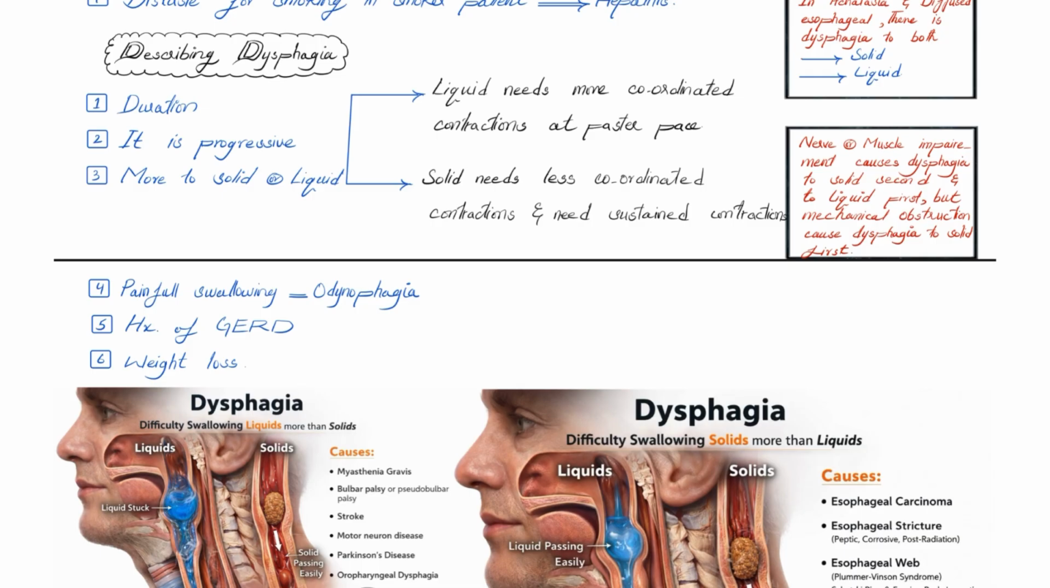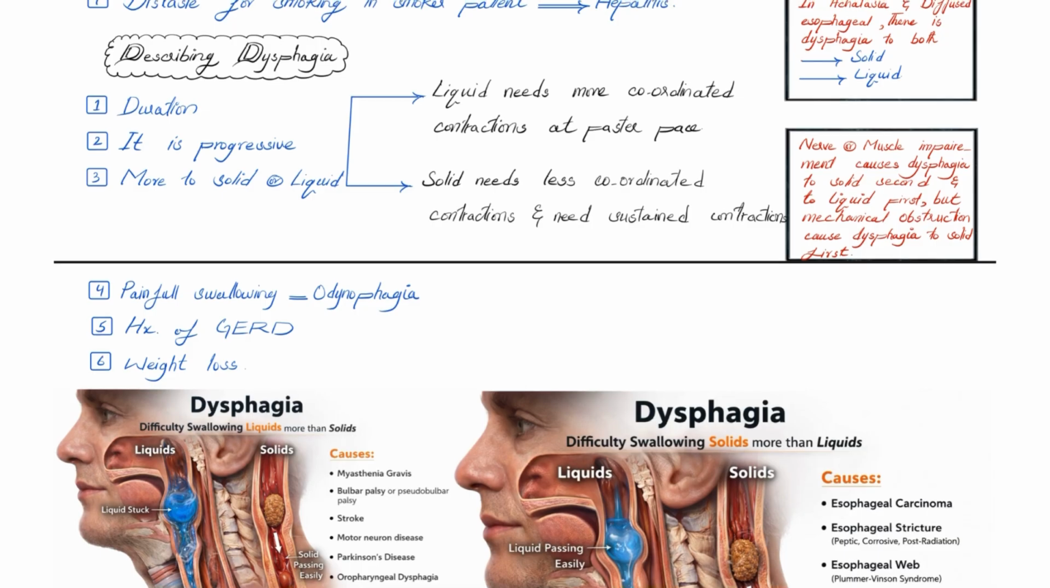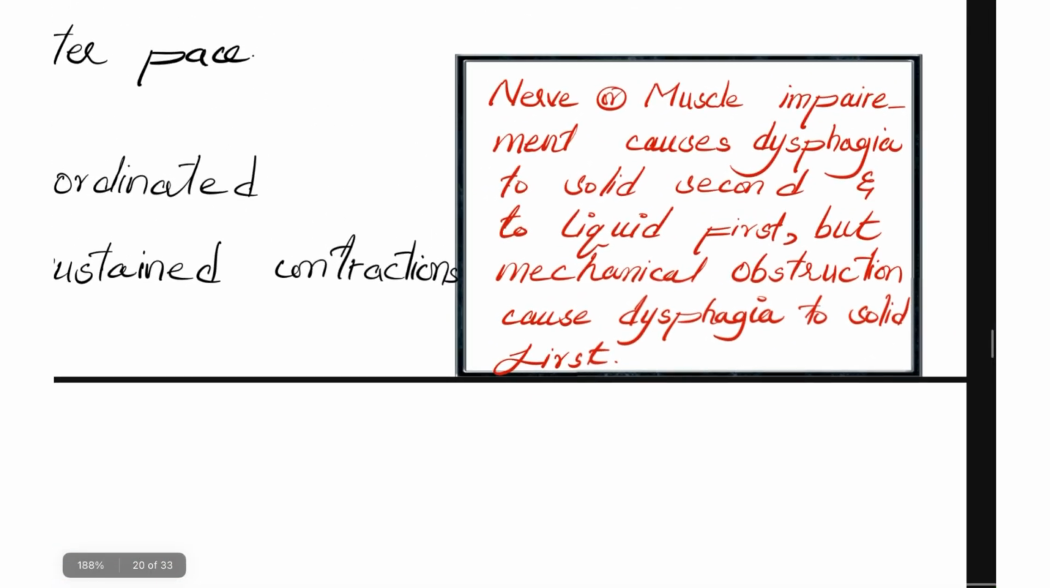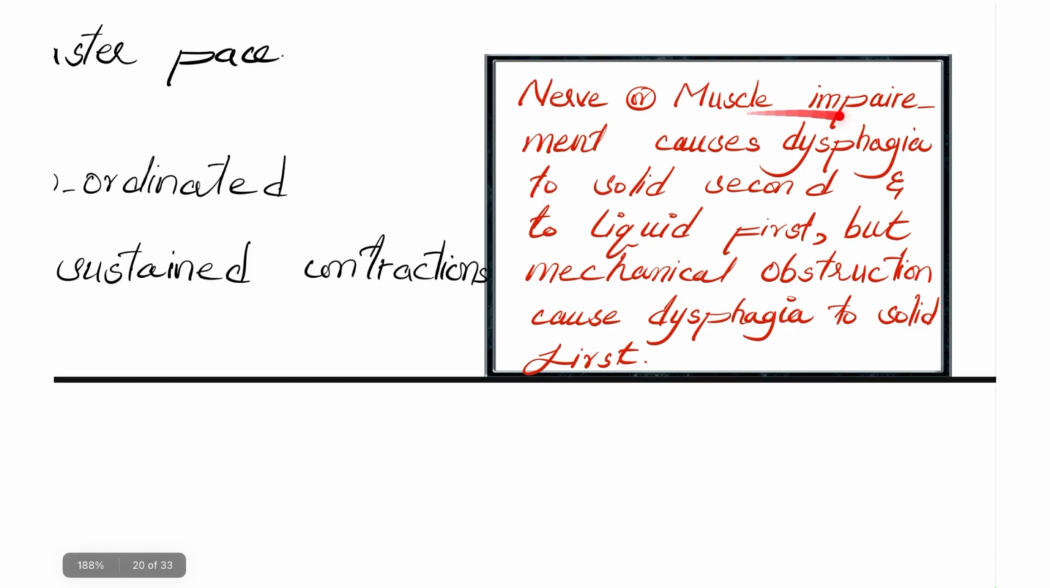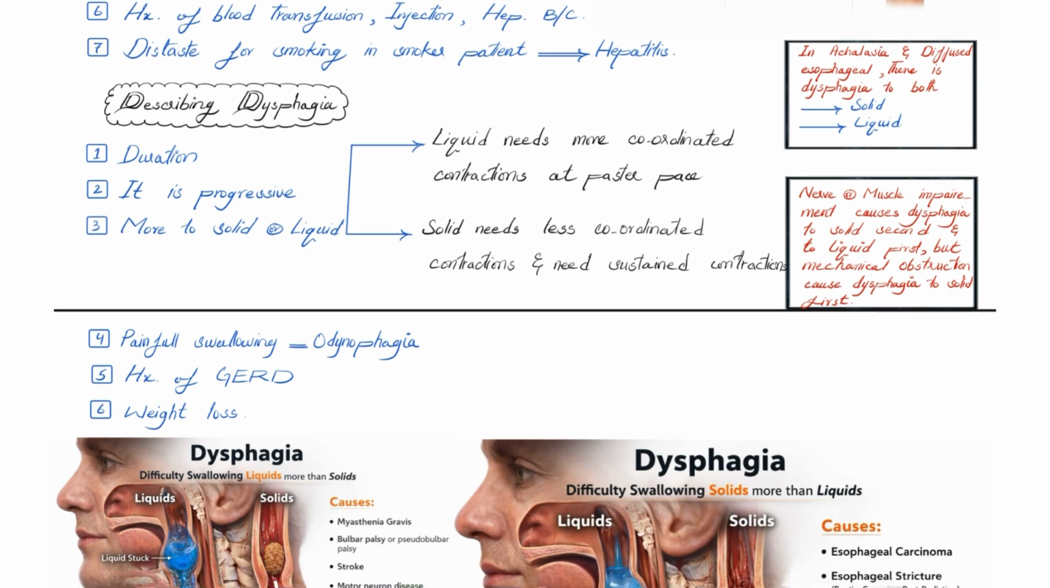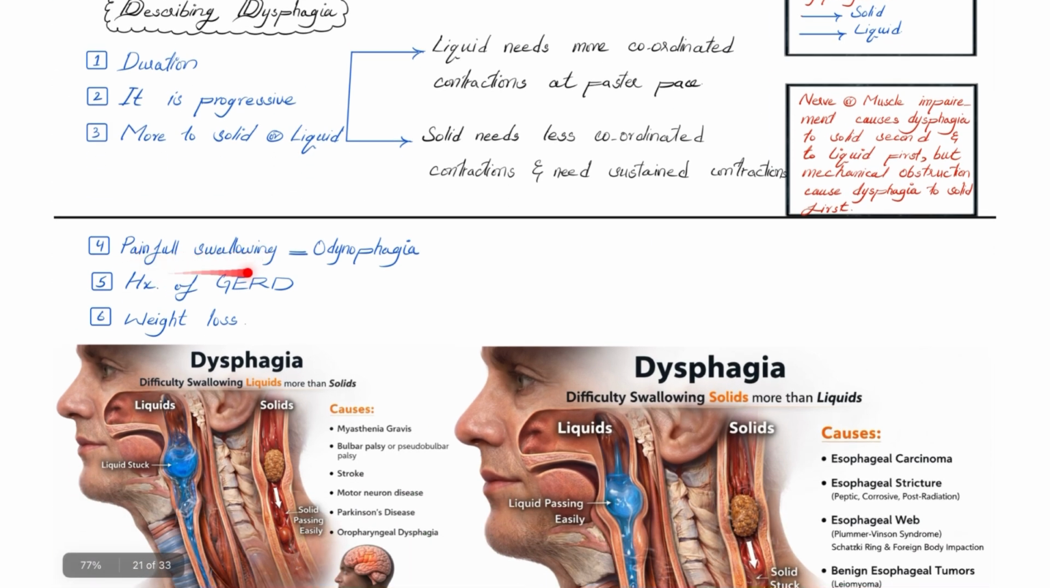So, on the basis of these two pieces of information, we can come to know that nerve and muscle impairment causes dysphagia to liquid first and solid second. But mechanical obstruction like narrowing of the esophagus can cause dysphagia to the solid first and then liquid. Ask whether the swallowing is painful, which is called odynophagia, any history of GERD, or any history of weight loss.